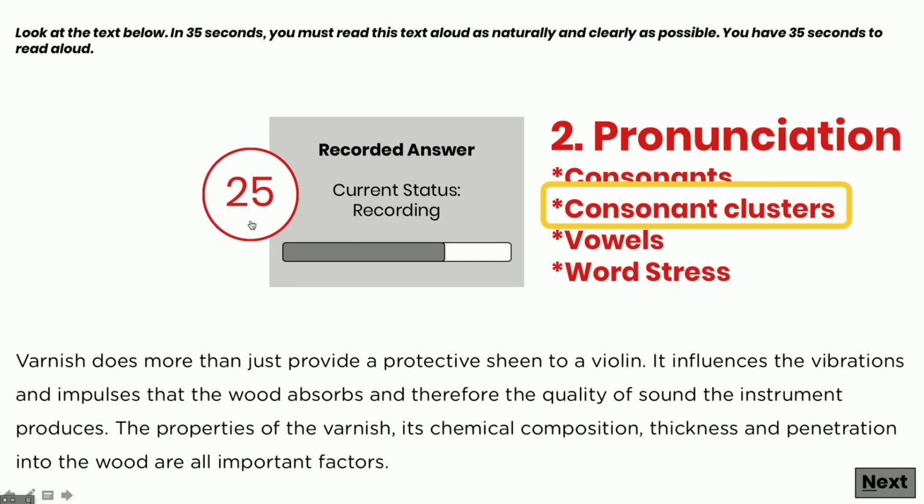All right, now please read this again. What I want you to do is pay attention to, or be conscious of, the consonant clusters that you see as you read, okay? Let's try to get it right. Here we go, you have 25 seconds.